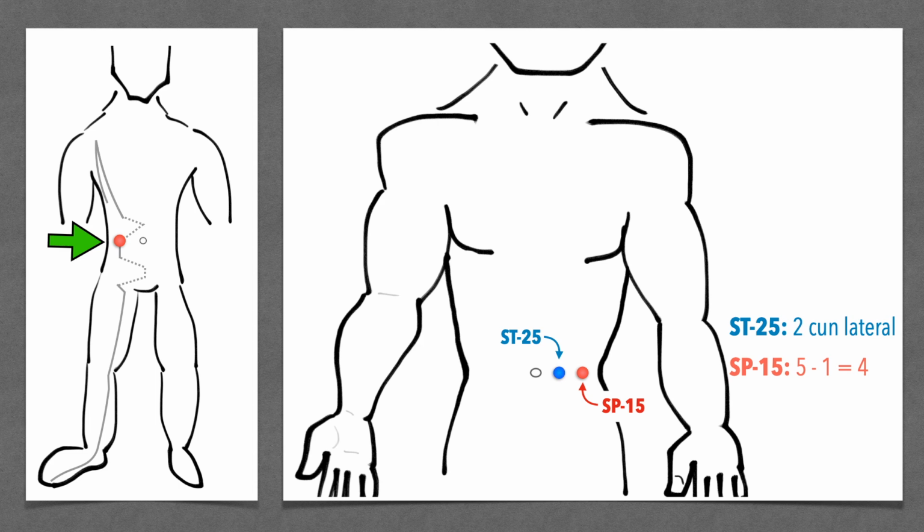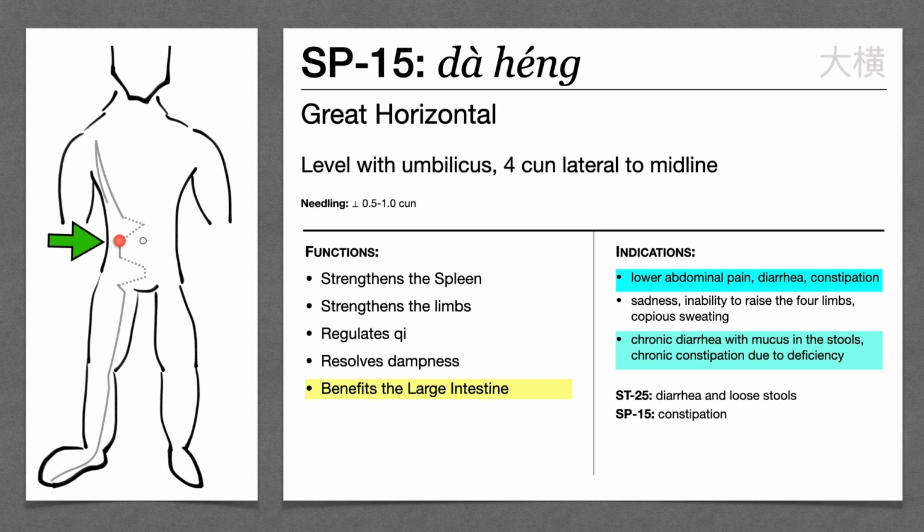Also remember that stomach 25 is the front mu point of the large intestine, so it has a strong effect of regulating the intestines, treating constipation and diarrhea. Well, since spleen 15 is right next to it, spleen 15 also has a strong effect of regulating the intestines, treating constipation and diarrhea. If we wanted to differentiate these two, Deadman says that stomach 25 is better for diarrhea and spleen 15 is better for constipation. Honestly, I don't know why this is. To me, it seems like it should be the other way around, but that's what the books say. And I'm assuming it's referring to the clinical experience of practitioners in China.